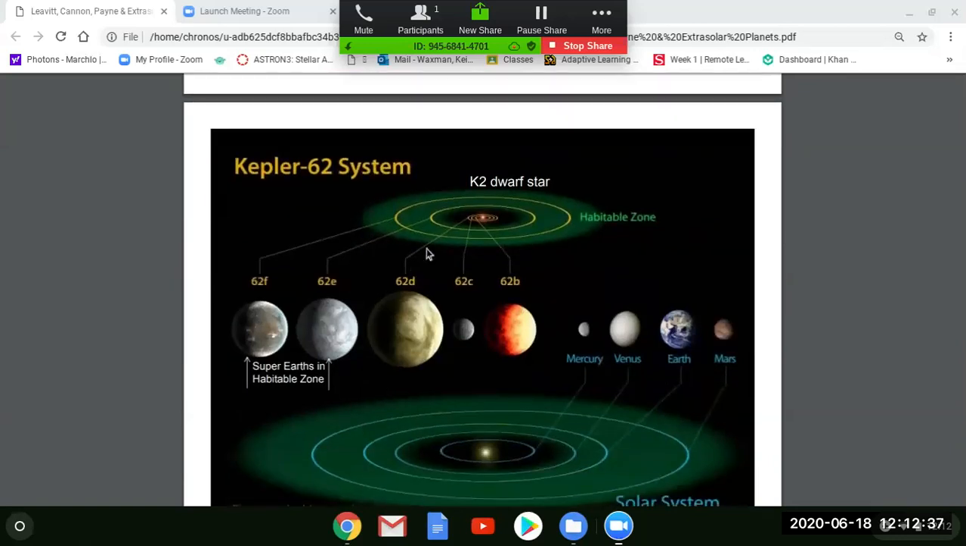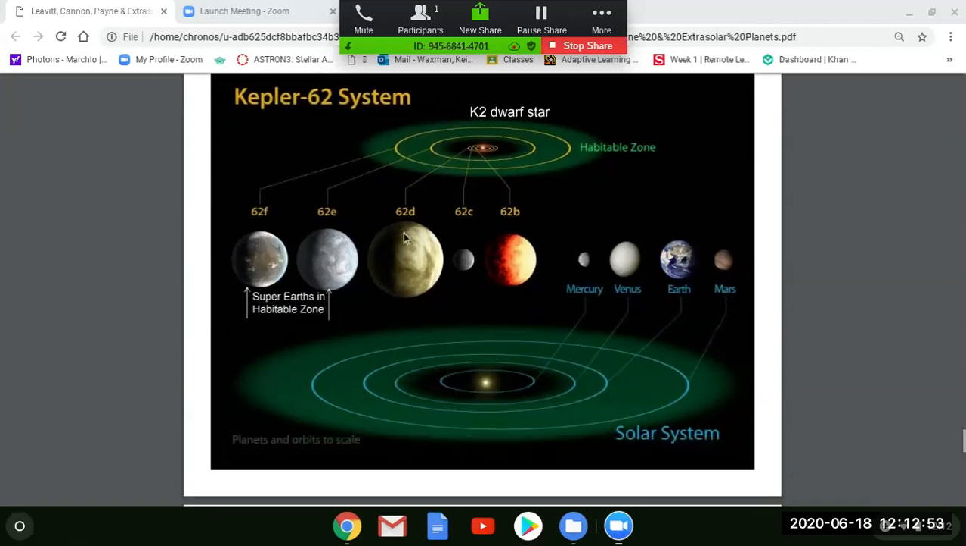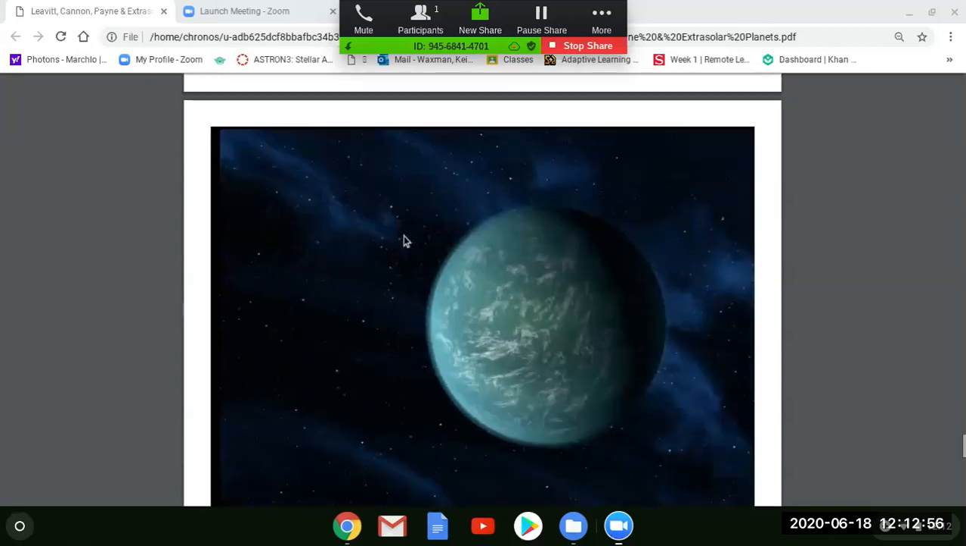It had at least 2 here in the habitable zone going around this dwarf star. Now again, if it's a K2, lower mass, lower temperature, where would you have to be in the habitable zone? Closer than our system or farther? Closer. And again, here's Kepler 22b.